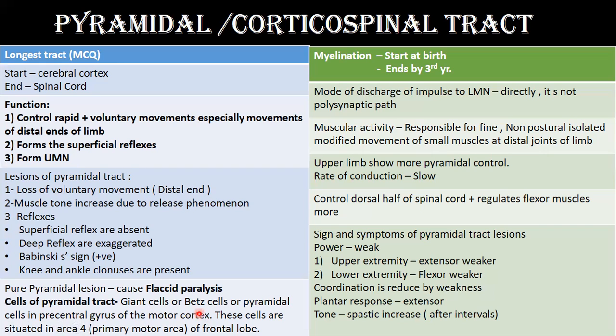You need to know the names of these cells only. So this is the important MCQ which might come randomly in your viva or in the exam.